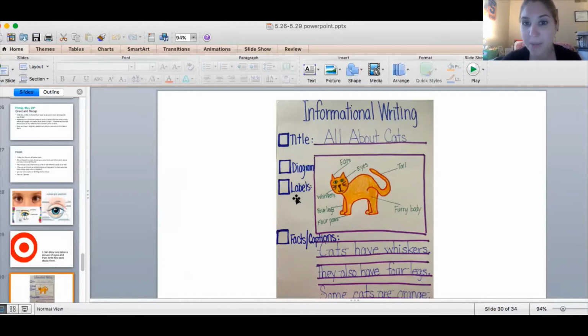So our informational writing piece needs labels. So we label the different parts. And then we add facts, some different facts and things that we can prove about it. So cats have whiskers is what this says. This fact is cats have whiskers. They also have 4 legs. Some cats are orange. Those are the facts about this cat.